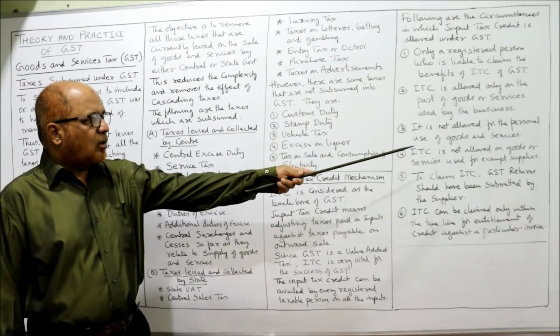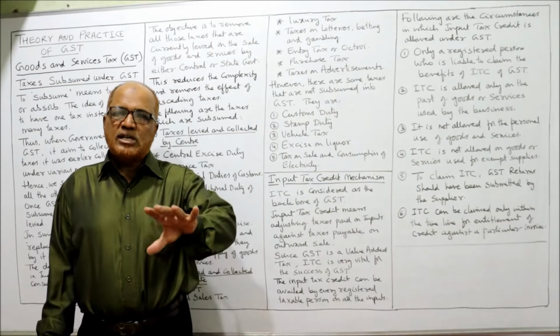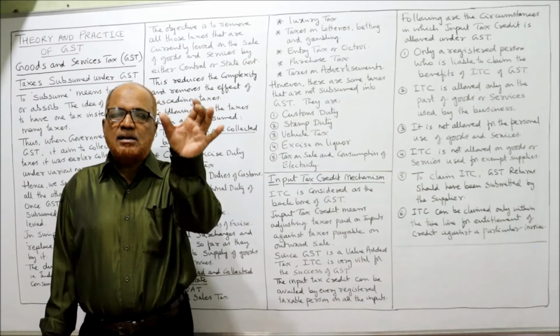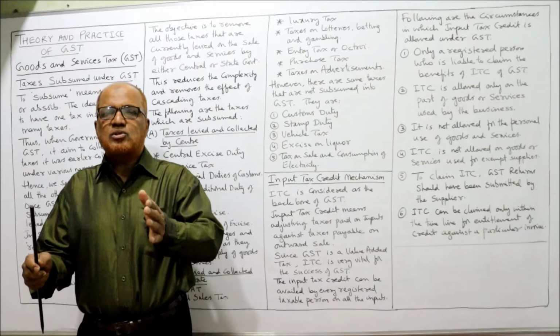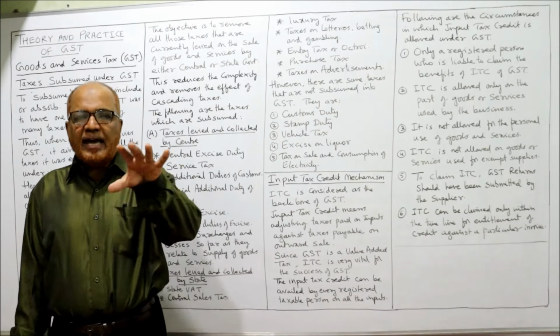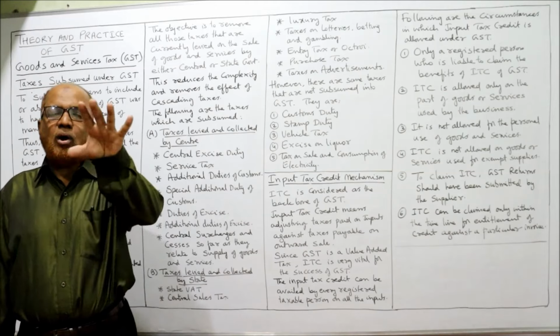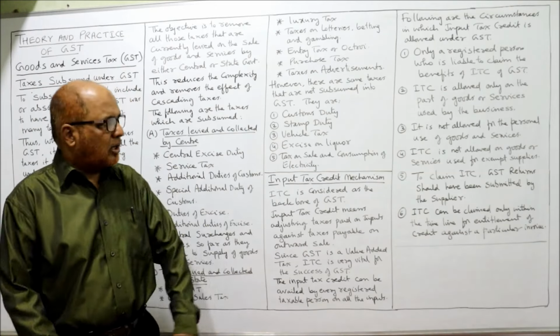Next one, ITC is not allowed on goods and services used for exempted supplies. The GST Act has given some exempted supplies. Exempted supplies means those items on which the tax is not levied. So if the exempted supplies are there, on that ITC will not be applied. Input tax credit not applied.